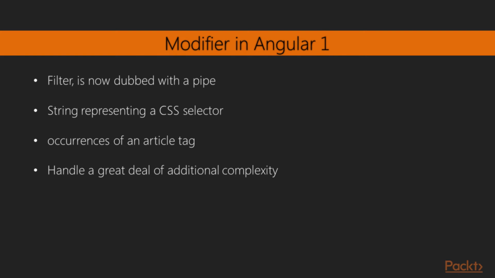The built-in date modifier, which resembles an Angular 1 filter, is now dubbed a pipe, although it works in a very similar fashion. The selector metadata property is a string representing a CSS selector. In this definition, you target all the occurrences of an article tag, but the selector specificity and detail is, of course, able to handle a great deal of additional complexity. Use this to your advantage.